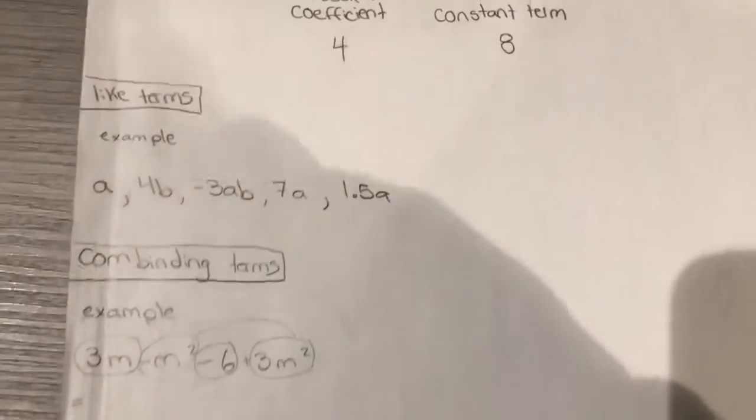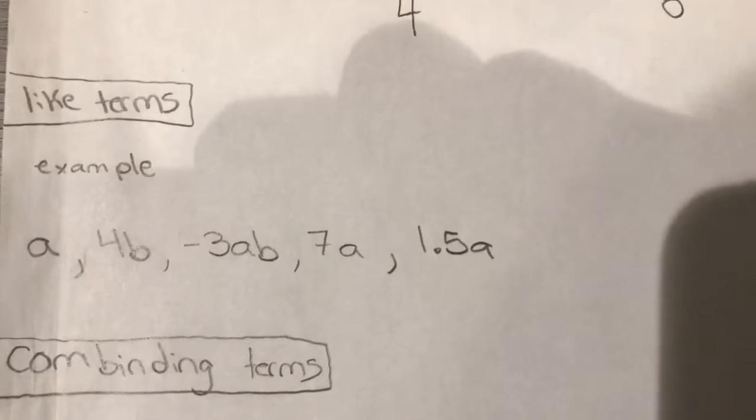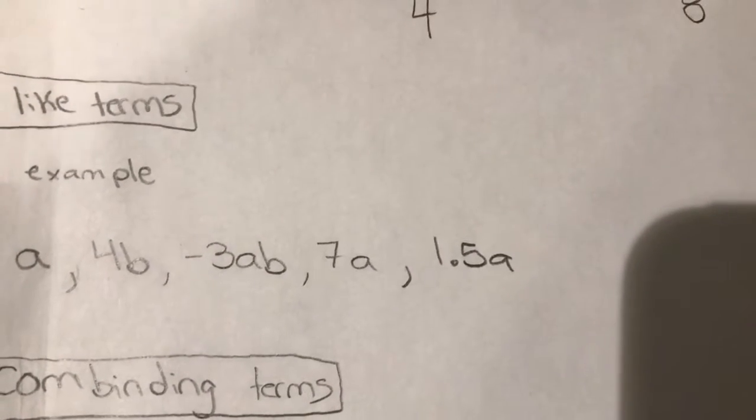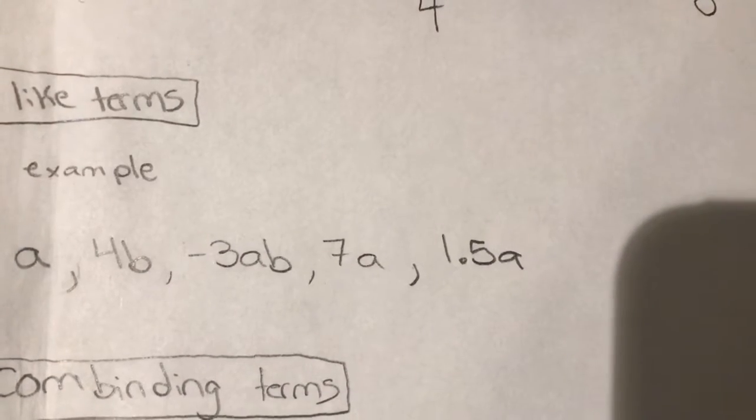The next example, we learned what like terms are. So in this one, we have a, 4b, negative 3ab, 7a, and 1.5a. The like terms would be a, 7a, and 1.5a, and that would be it.